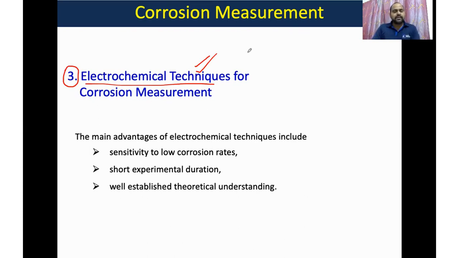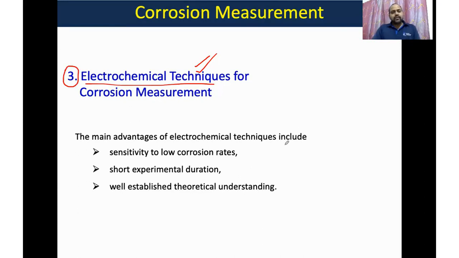We are already familiar with electrochemical measurement and technique. And even if you know, corrosion is itself an electrochemical cell. So all corrosion basically happens due to the formation of an electrochemical cell, or corrosion is an electrochemical process. So therefore, here in this third one, we are going to put a lot of emphasis, and we will go through each and every point very slowly.